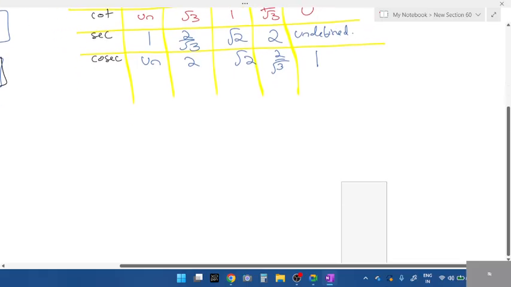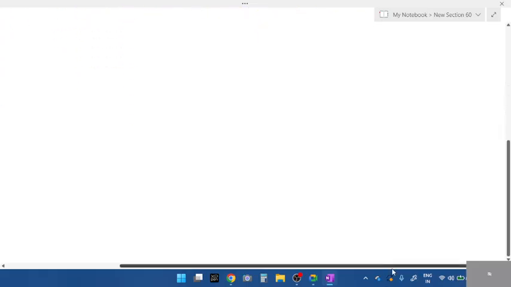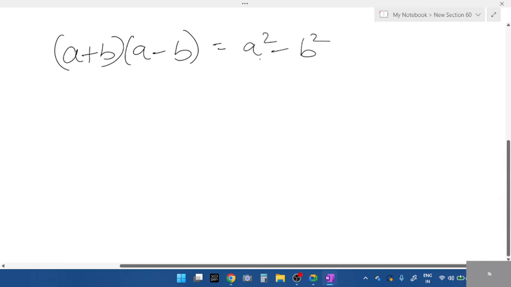Now, before going on to square relation, students, I want you all to make a note of some algebraic formulas. That is a plus b into a minus b. What is a plus b into a minus b? A square minus b square. Remember this, or if it is a minus b into a plus b, for both, the answer is what? A square minus b square.